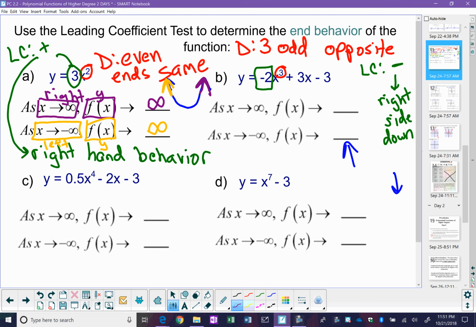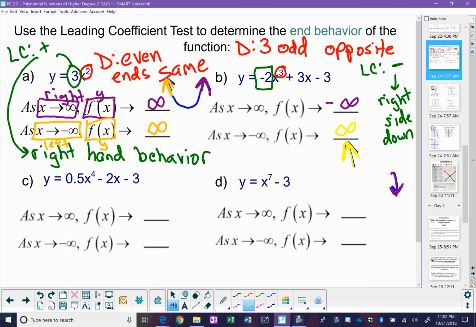As x goes to positive infinity, or as x goes to the right, I'm going down. And instead of down, in math terms we write negative infinity because it's going to keep on going down. When I look here, as x goes to negative infinity, or as we said, as x goes to the left, f of x is going up. So we're going to write it's going to positive infinity.